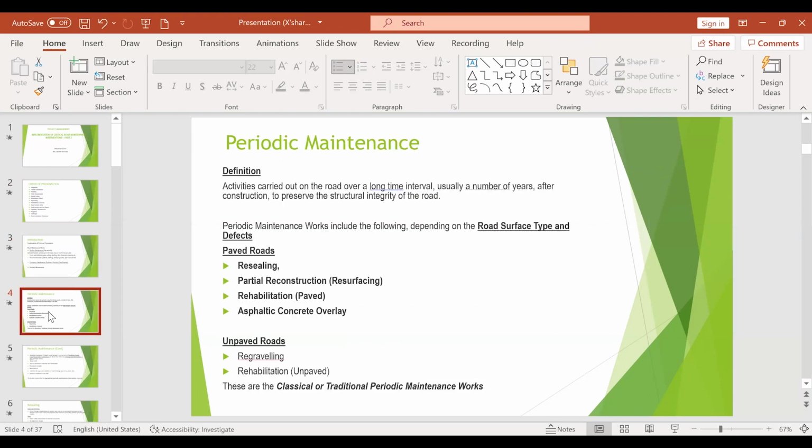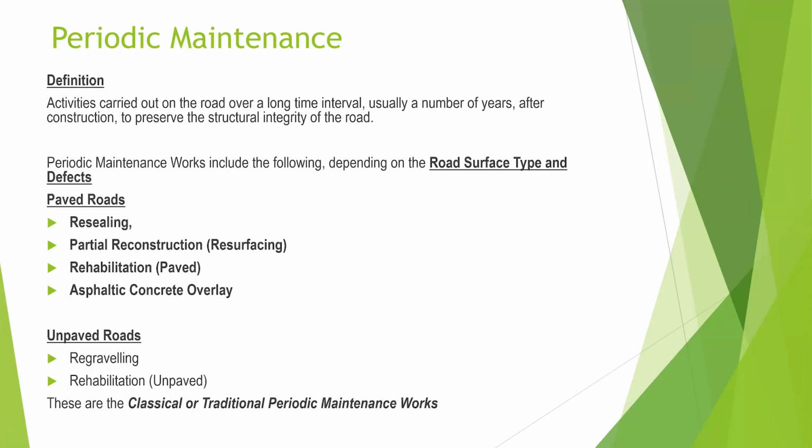So by definition, we would have periodic maintenance activities carried out on the road over a long period time interval, usually a number of years after construction, to preserve the structural integrity of the road. Depending on the road surface type and the defects, periodic maintenance activities can be grouped under two main headings: paved roads and unpaved roads.